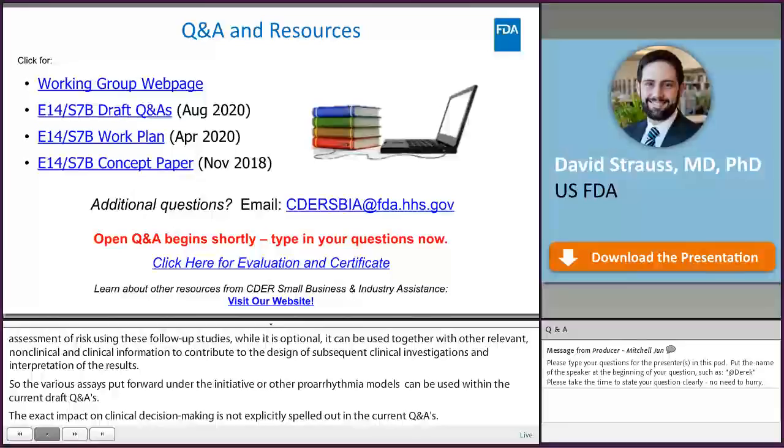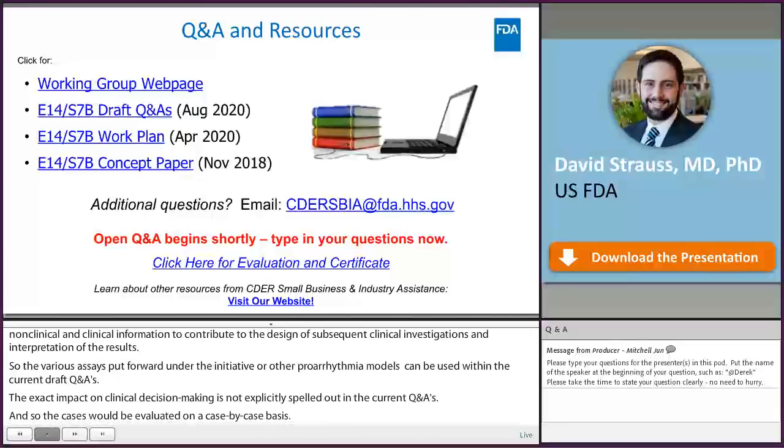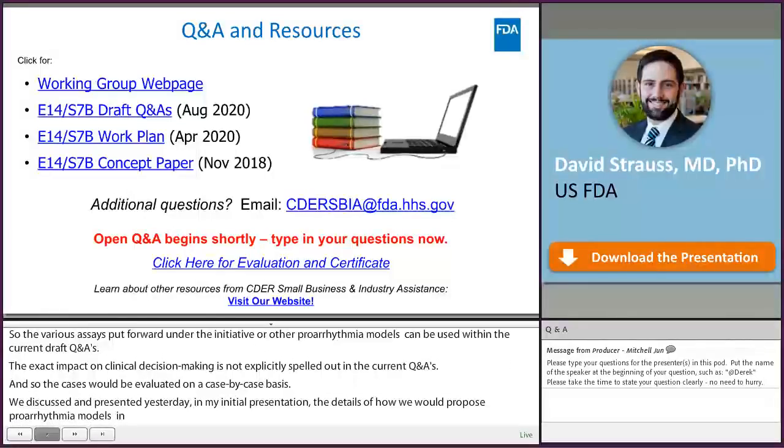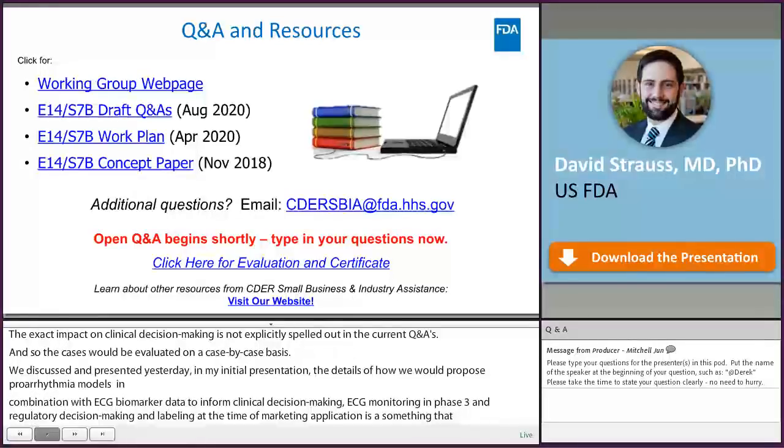And as we discussed and presented yesterday in my initial presentation, the details of how we would propose to use proarrhythmia models in combination with ECG biomarker data to inform clinical decision-making, such as the need for ECG monitoring in phase 3, and regulatory decision-making and labeling at the time of a marketing application, is something that the ICH E14/S7B Working Group plans to lay out in more detail in stage 2 of the Q&As that would follow finalizing these initial stage 1 Q&As.